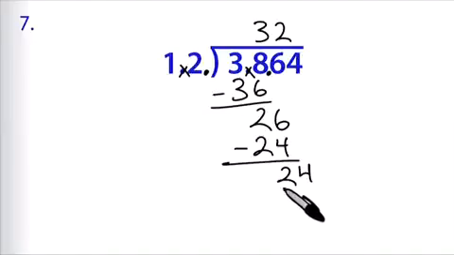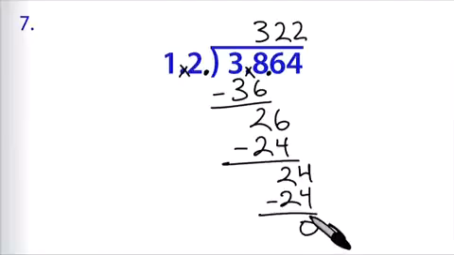How many times does 12 go into 24? 2. 2 times 12 is 24. Subtract that, and there's no remainder. So we're almost done. All we have to do is bring a copy of the decimal point up into our answer. And now we see that 38.64 divided by 12 is 3.22, which is also the answer to our original question, 3.864 divided by 1.2.